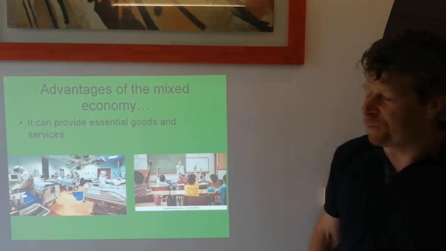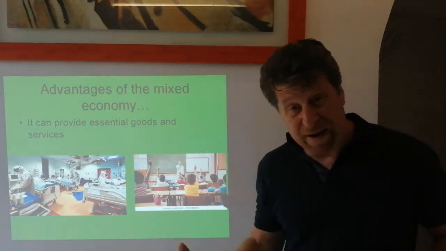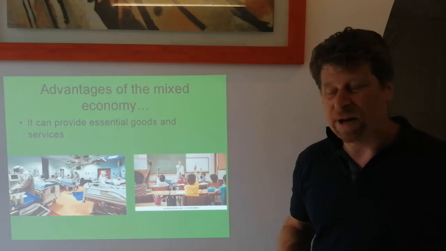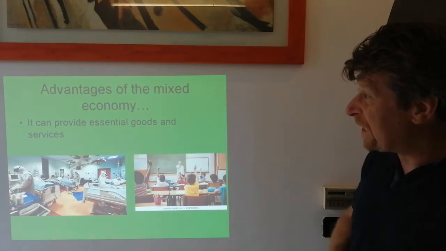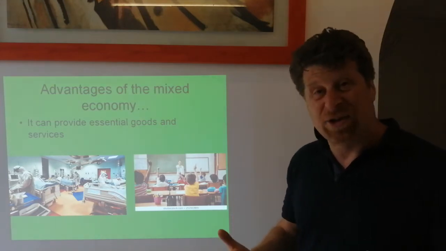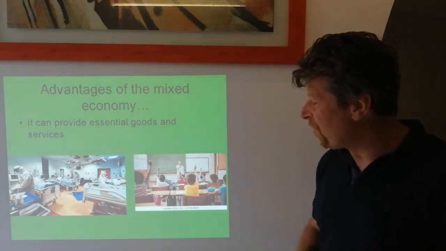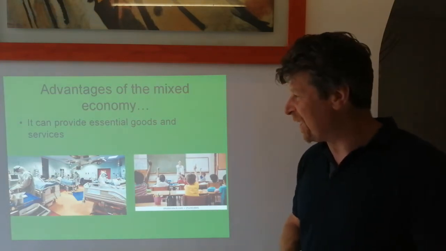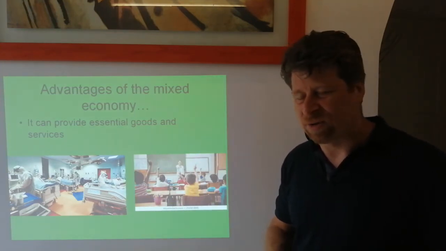Now we'll look at the mixed economic system. Remember the mixed economic system, you've got the government intervening, the government producing goods and services, and the free market too. The advantage of this is it can provide essential goods and services. So like I said, if the government intervenes, it's a mixed economy, then you've got schools and hospitals and other essential services like water, etc., kept under control, so the poor can have access to these resources.